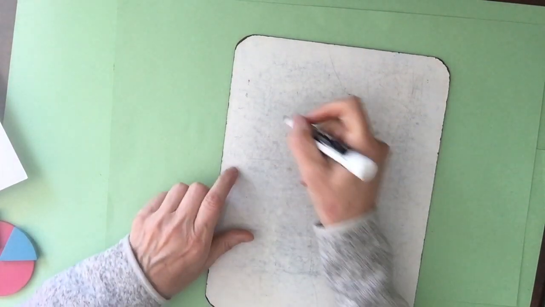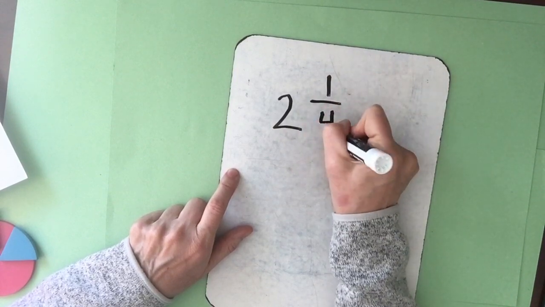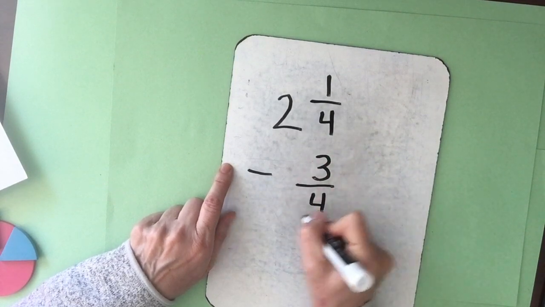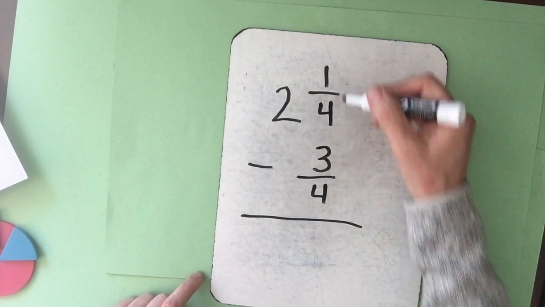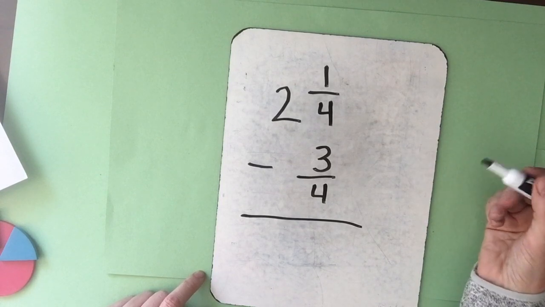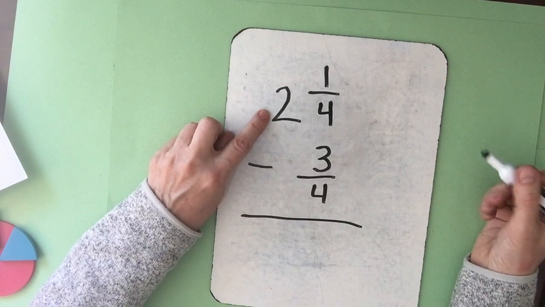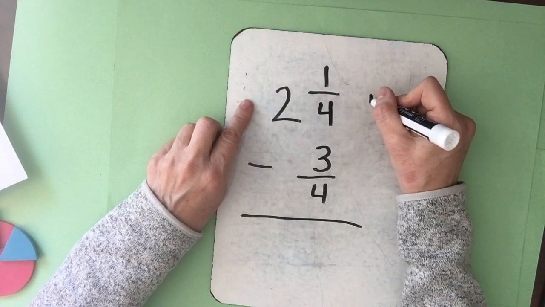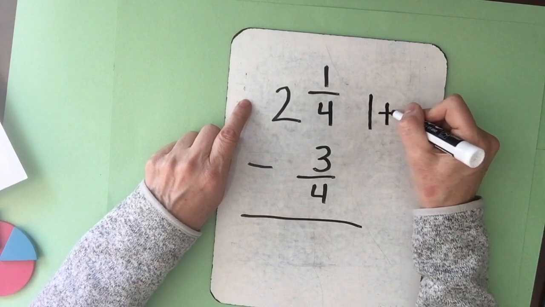So let's do 2 and 1/4 minus 3/4. We can't say what is 1/4 take away 3/4. So what we need to do is rename this 2. The way we rename this 2 is we can take 1 whole and keep it 1, and then take the other whole and turn it into fourths.